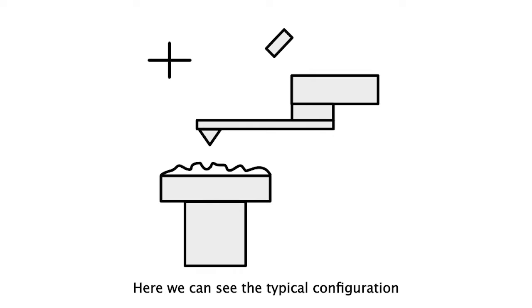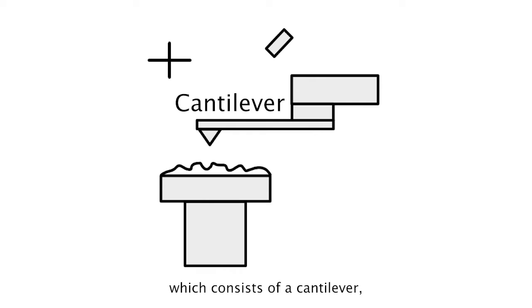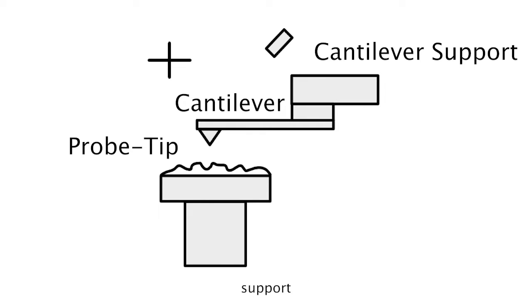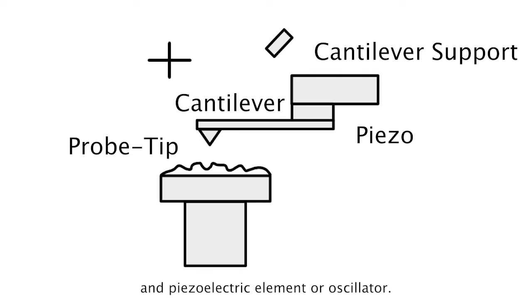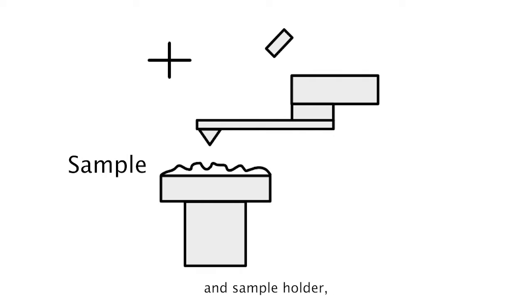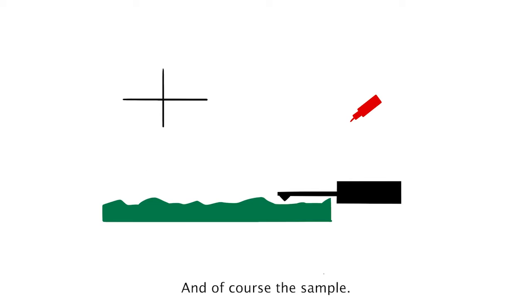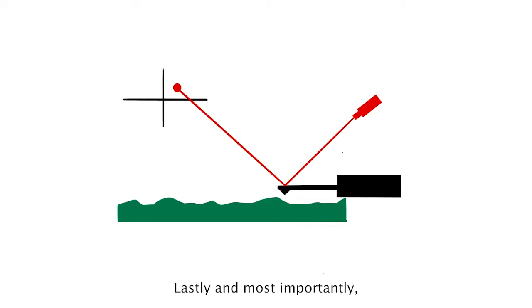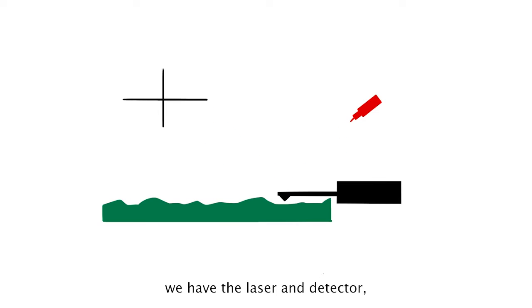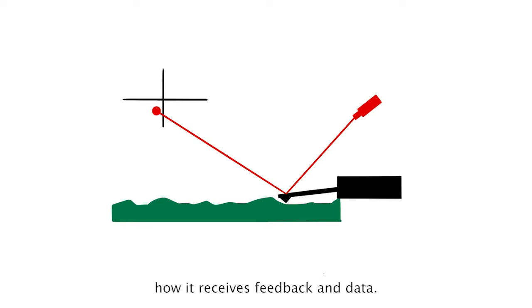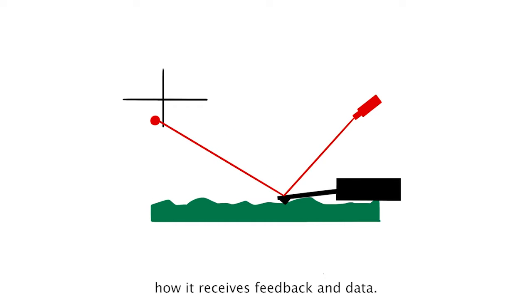Here we can see the typical configuration of an AFM. First, we have the probe, which consists of a cantilever, a probe tip, cantilever support, and a piezoelectric element or oscillator. Next, we have the sample and sample holder, which consists of an XYZ drive, stage, and of course the sample. Lastly, and most importantly, we have the laser and detector, which is primarily how AFM receives feedback and data.